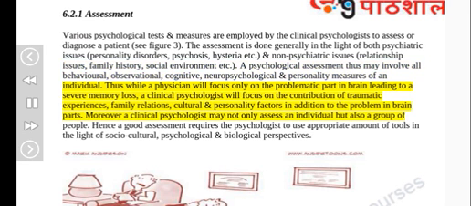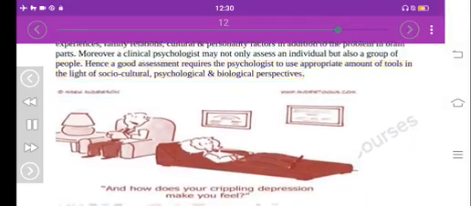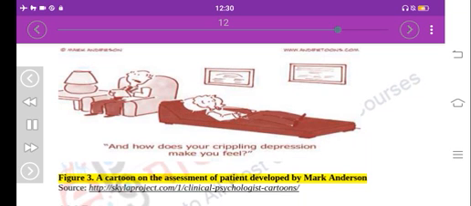Thus, while a physician will focus only on the problematic part in the brain leading to a severe memory loss, a clinical psychologist will focus on the contribution of traumatic experiences, family relations, cultural and personality factors in addition to the problem in brain parts. Moreover, a clinical psychologist may not only assess an individual but also a group of people. Hence, a good assessment requires the psychologist to use an appropriate amount of tools in the light of socio-cultural, psychological and biological perspectives. Figure 3. A cartoon on the assessment of patient developed by Mark Anderson.